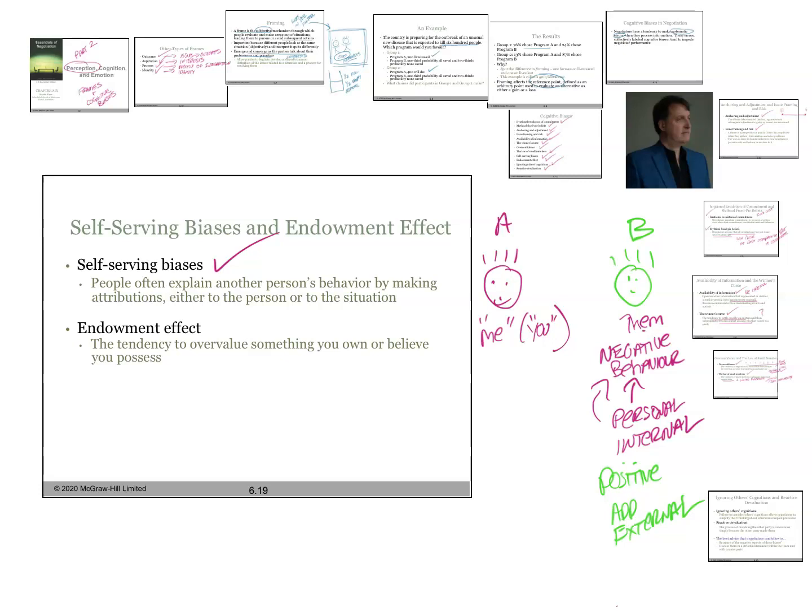For ourselves, what we tend to do is when it's negative, it's the circumstance. It's an attribute that's external to us.